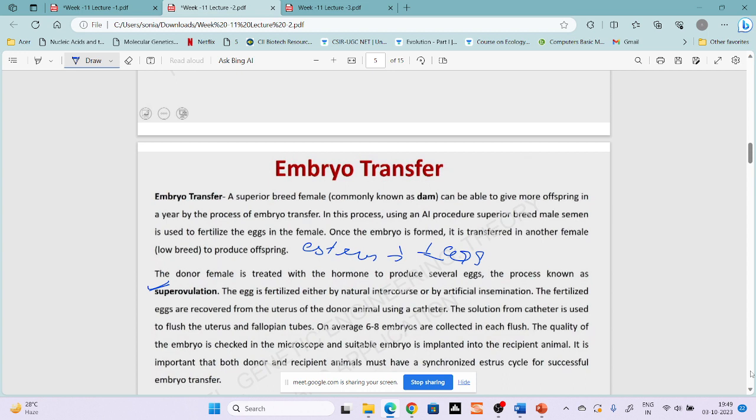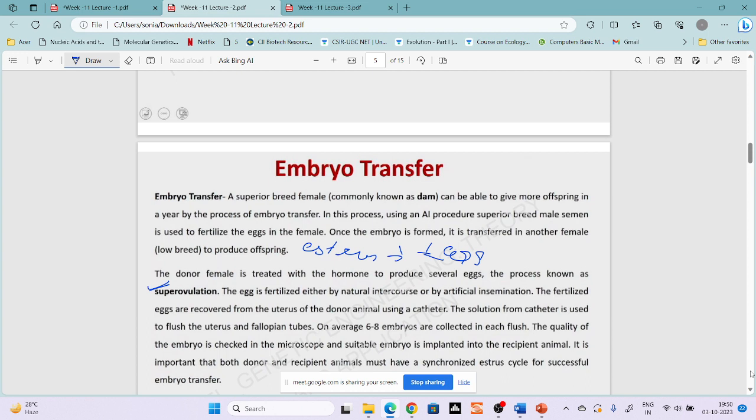There are many different ways by which you can take advantage of several eggs. Suppose you have a very good, superior breed female, and you are able to fetch more than one egg in one cycle. You can harvest those eggs and then transfer them to different other females. That is what embryo transfer is about. Using an AI procedure, a superior breed male is used to fertilize the egg. Once the embryo is formed, it is transferred into another female.